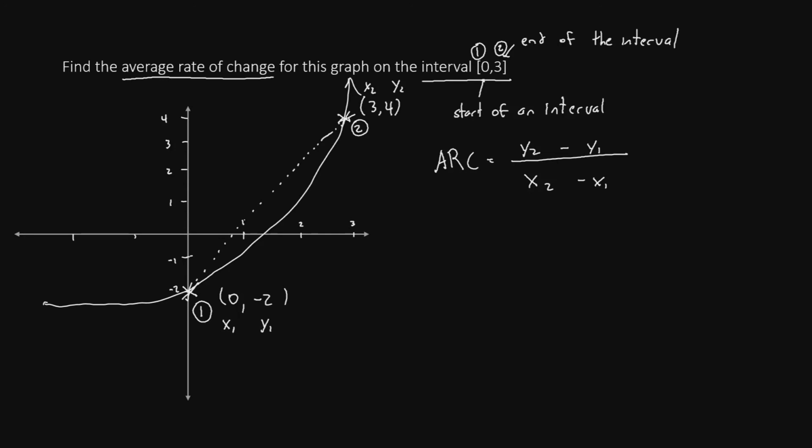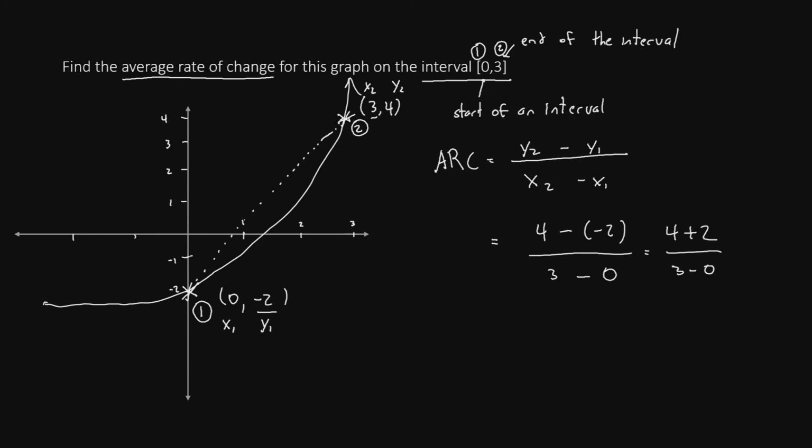Now let's place all of our numbers into the average rate of change formula. Our y2 was 4, and our y1 was -2, divided by x2, which is 3, and x1, which is 0. Now we see a double negative on the numerator of this fraction. So let's rewrite the double negative as a positive. We'll have 4 plus 2 divided by 3 minus 0.